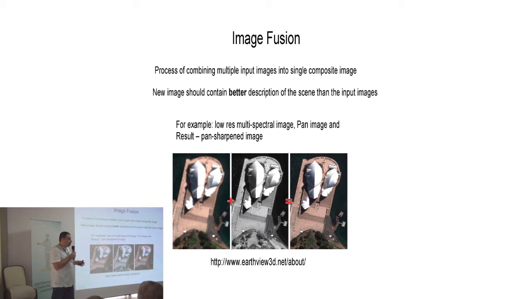First of all, I want to say about image fusion. What is this? It's the process of combining multiple images into a single composite image. For example, we can take a low resolution multispectral image, a high resolution pan image, and receive a pan-sharpened image. Most of the satellites work this way.